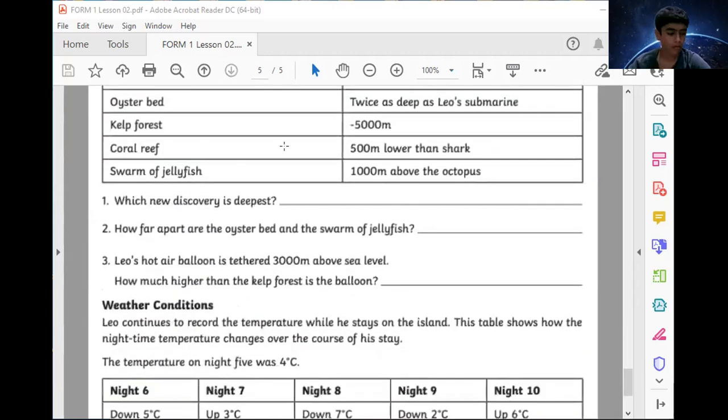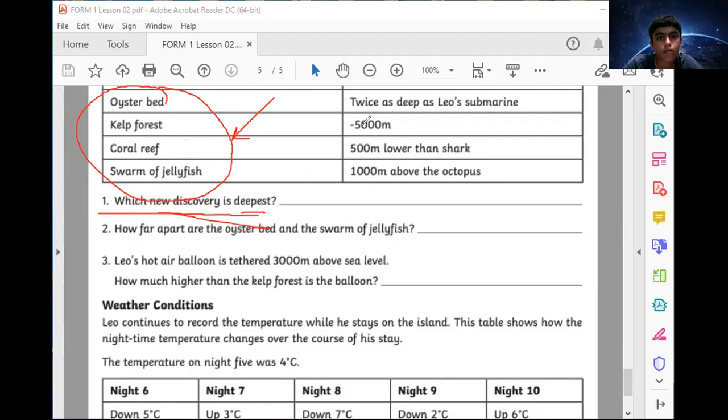Answer these questions. Which new discovery is the deepest? Okay, come on, tell me what's your answer. Which is the deepest? Put in the chat. Which new discovery here? New discovery, not old discovery. Okay, this is the new discovery. Which among these is the deepest? One message came in. Okay, Tristan told me. What about the rest? Which is the deepest one, guys?